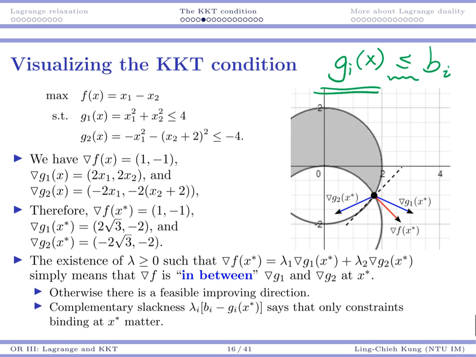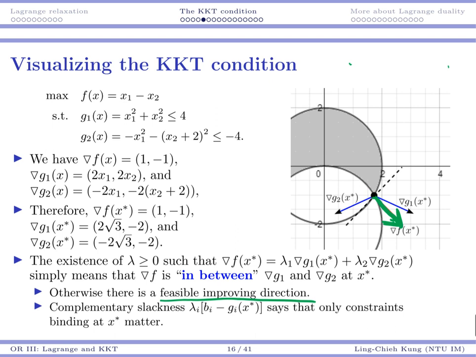And what does that mean? Very clearly, that means we don't have a feasible improving direction. The gradient is the fastest improving direction. So if it were okay to move along this direction, then your current point would not be optimal.